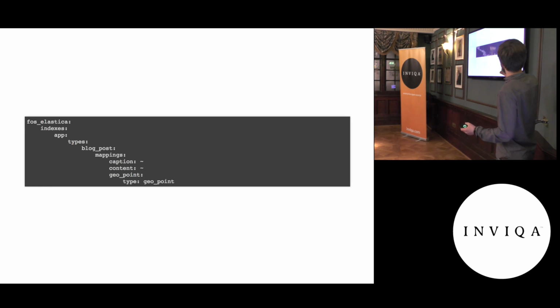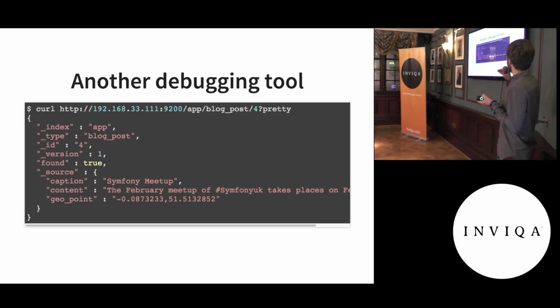And the last point is again the mapping. It's quite straightforward. You have your geo point attribute in addition to caption and content, but you can't use the default configuration because that would be a string. You set it to type geo_point, and that's it. Again, you populate Elasticsearch and add some records.